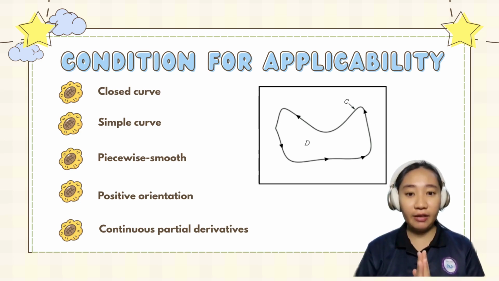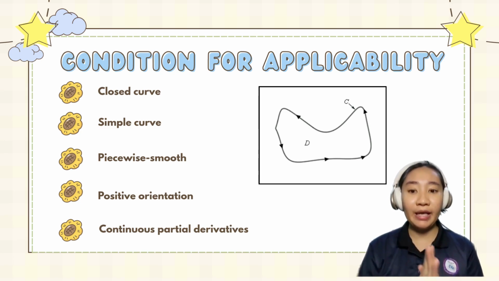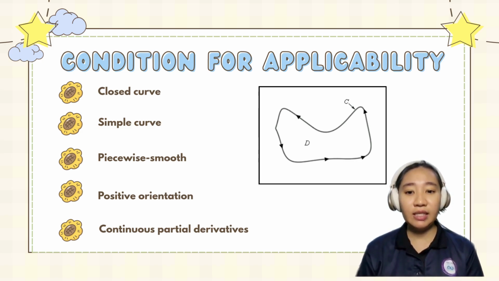And fifth, the functions P and Q must have continuous partial derivatives throughout an open region containing D, not just on D itself. As shown in the diagram here, our curve C is a simple closed curve traced counterclockwise with the arrow indicating direction and region D enclosed inside. Since all 5 conditions are satisfied, we can confidently apply Green's theorem to our case study.